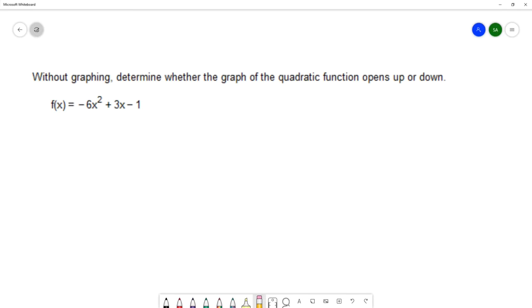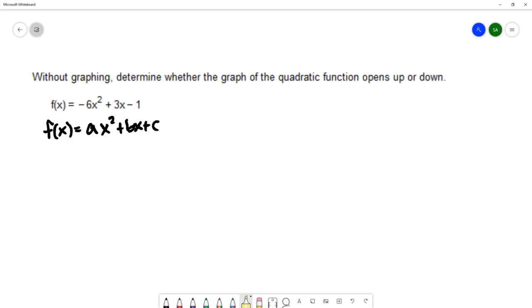On this question it says, without graphing, determine whether the graph of the quadratic function opens up or down. The function we're given is f of x equals negative 6x squared plus 3x minus 1. Now this quadratic equation is written in general form, and general form is ax squared plus bx plus c.